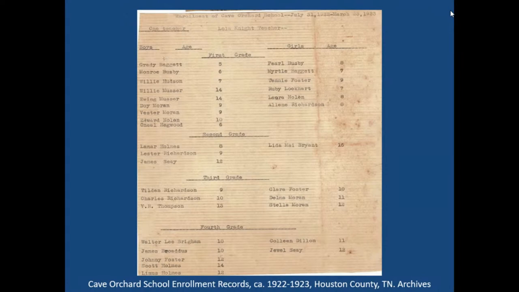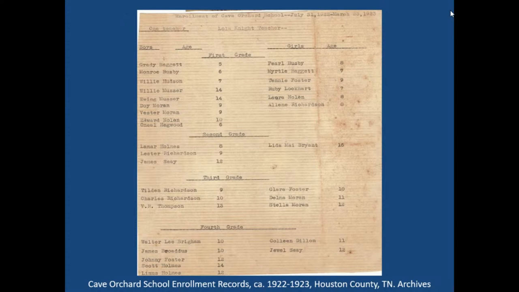It lists boys and girls and their ages, and it lists what grade level they were in. So if you look at the first one, it shows Grady Baggett, Monroe Busby, Willie Hudson, and you can see the rest of the names. They're in the first grade. But look at their ages. You have a 14-year-old in the first grade. And I thought, how can a 14-year-old be in the first grade?